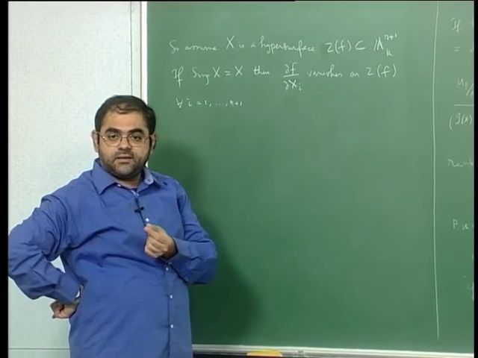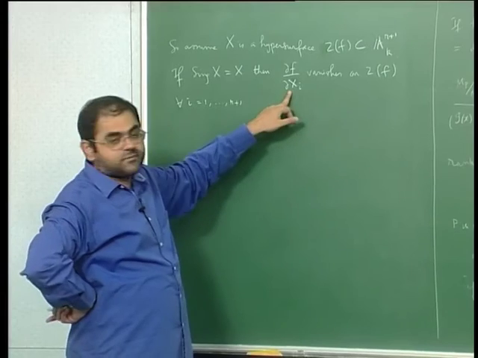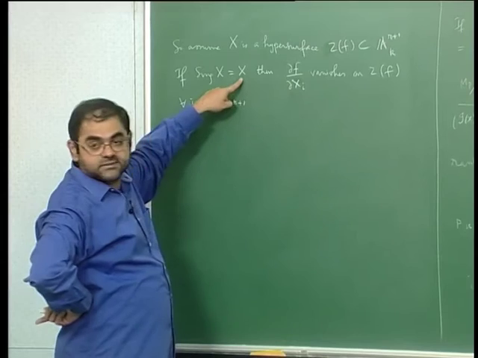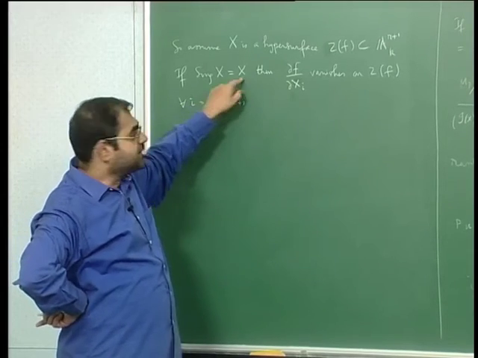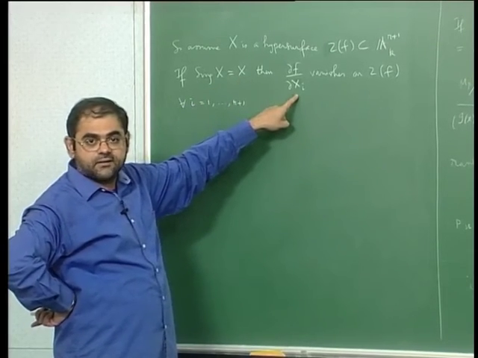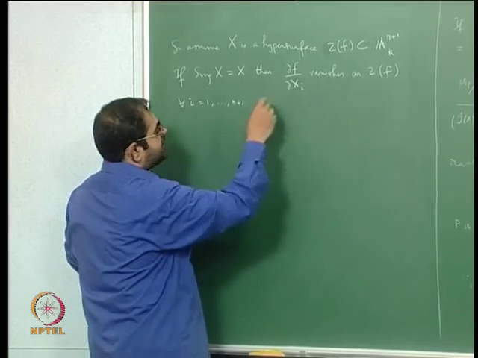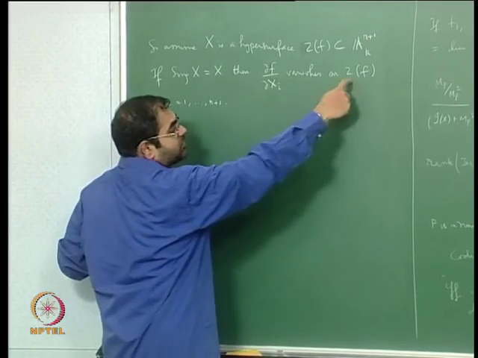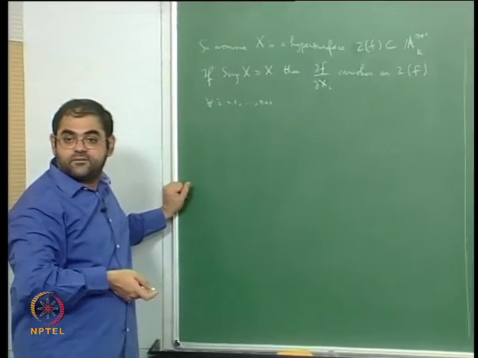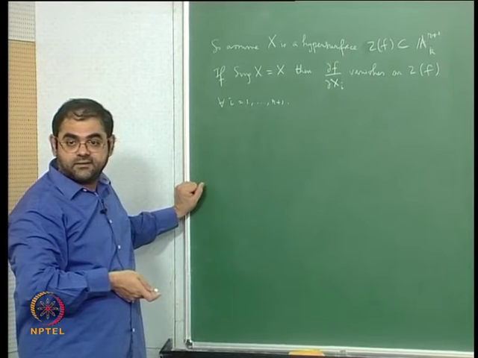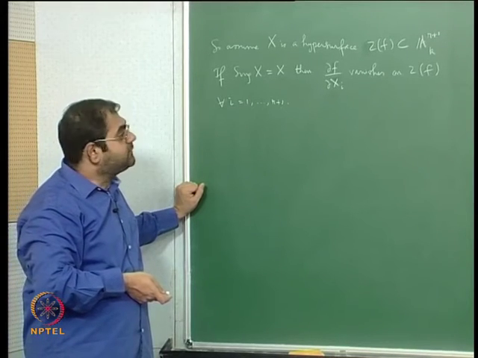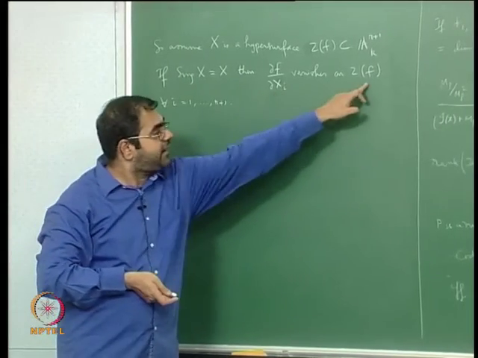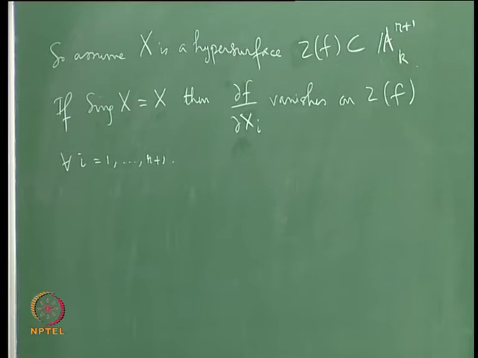A point will be a smooth point if at least one of them does not vanish at that point. The only way that every point is not smooth is if all of these vanish. But then, what does this mean? After all, these are polynomials, and if they vanish on the variety, then by the Hilbert Nullstellensatz they have to be in the ideal generated by F.